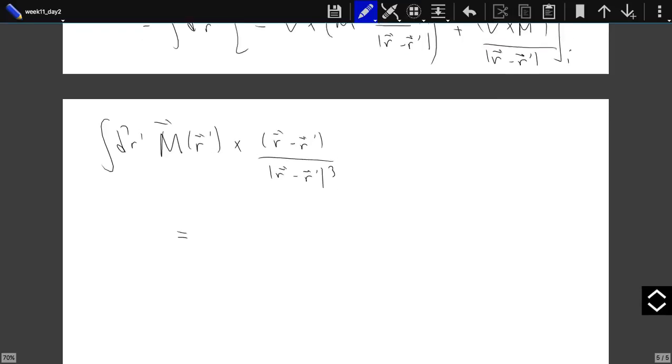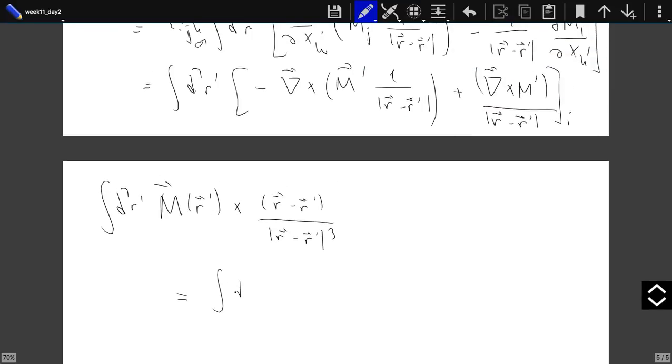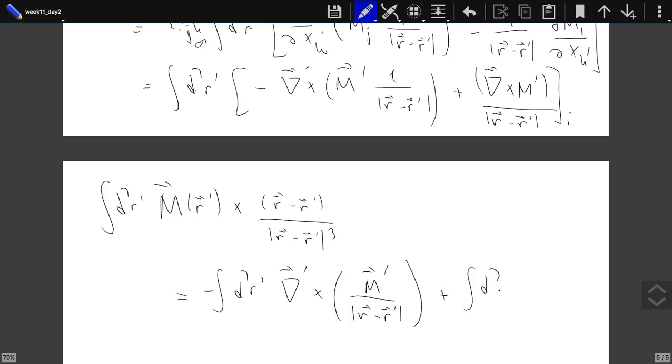This is equal to the integral d cubed r prime. Let me take the minus out. The curl with respect to the primed coordinates of m prime over r minus r prime, plus the integral d cubed r prime of the curl of m prime divided by r minus r prime.